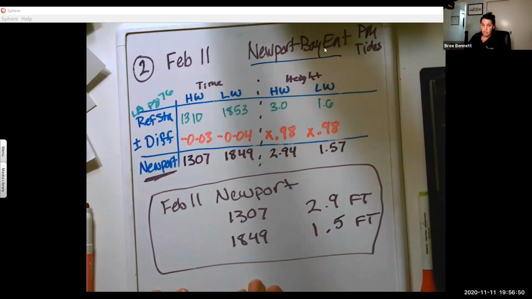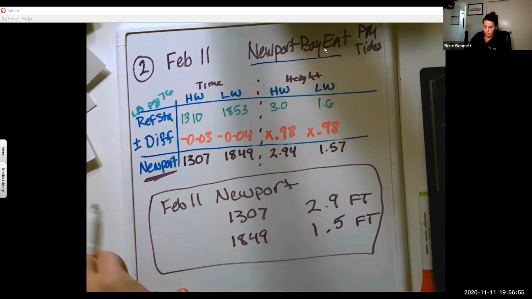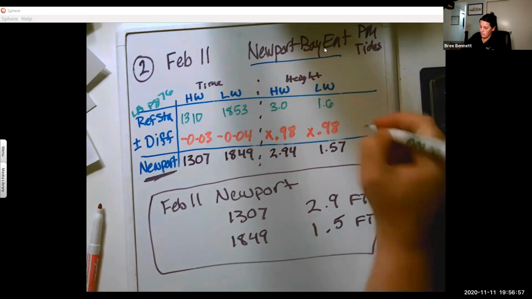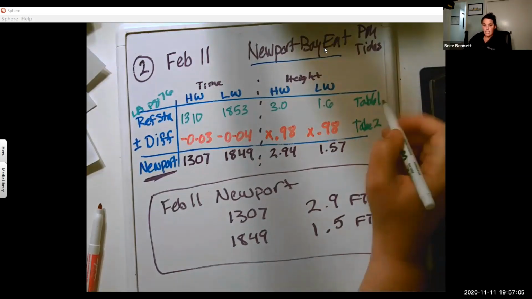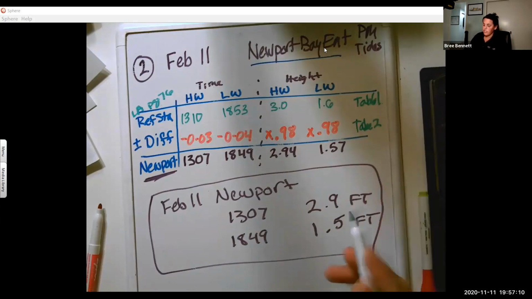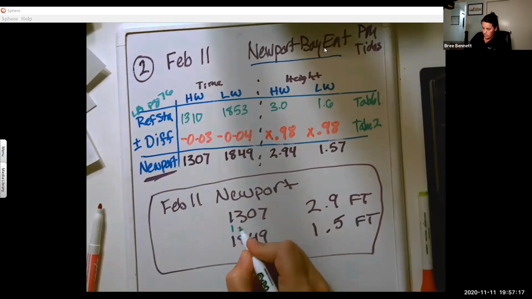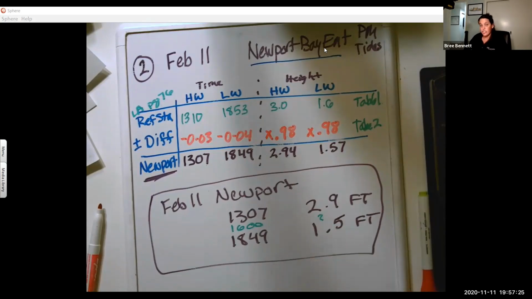So this was number 2. We had to apply our difference. This was table 2. This is table 1. So we applied table 1 and table 2, and we got what was happening in Newport. We still don't know from this what's happening at a specific time. What's happening at 1600? I don't know yet.